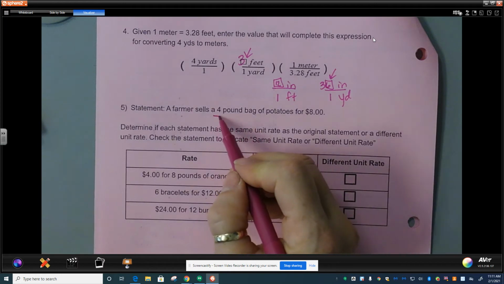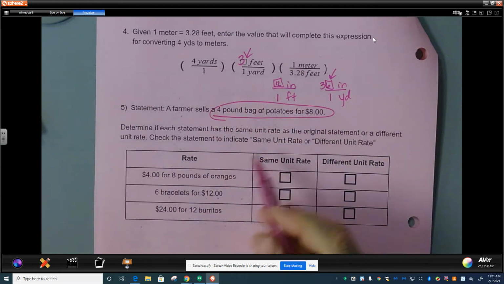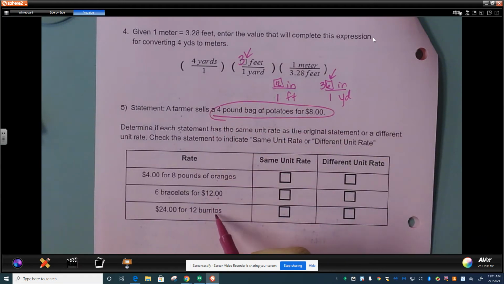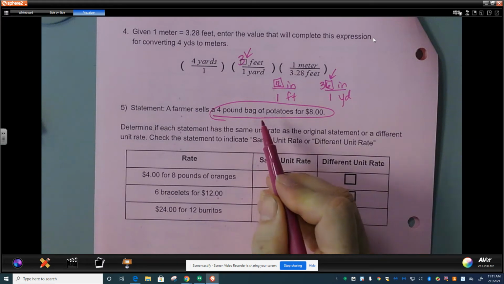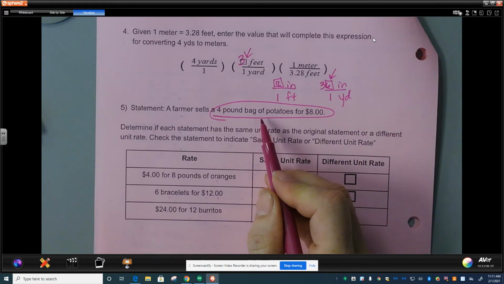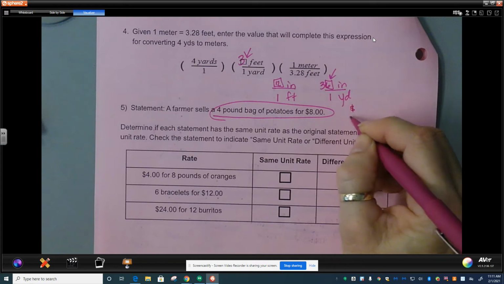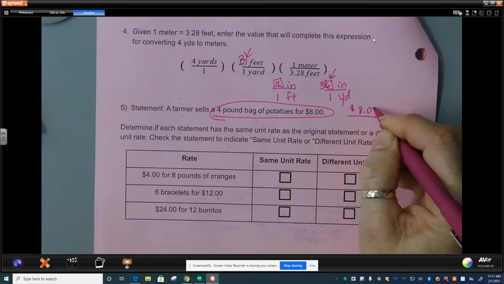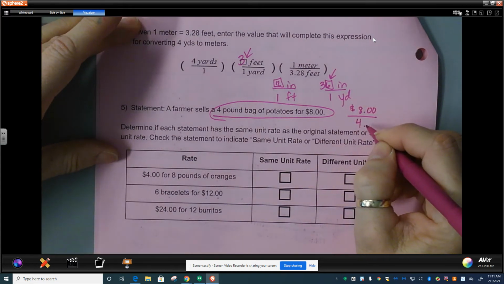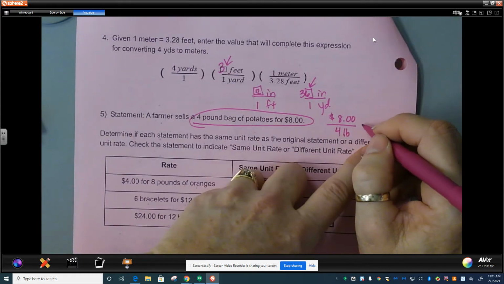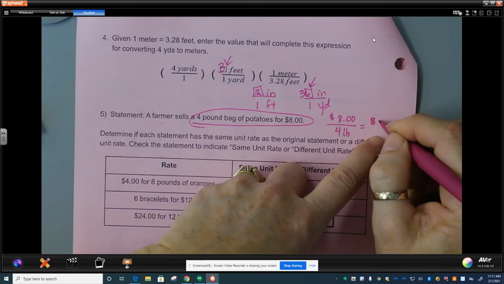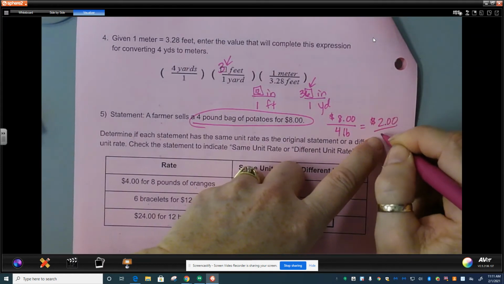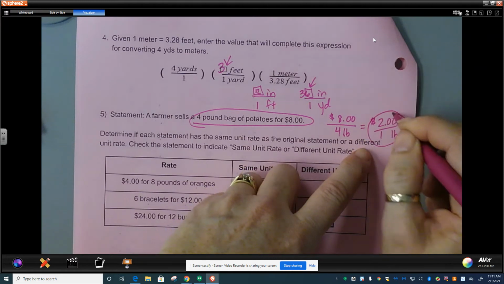Question number 5, unit rate. They want you to decide, are these 3 unit rates the same as this unit rate? Well, first you have to find the unit rate. Remember, money is always on top. So you have $8 divided by 4 pounds. Well, this one I know is $2 per 1 pound. You can do that by dividing.